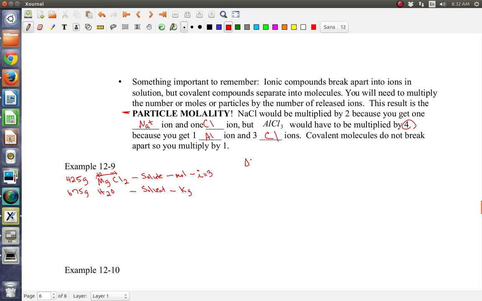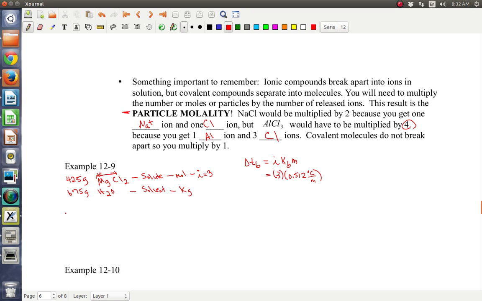So delta T sub B, the change in the boiling point, is equal to I K sub B little m. All right, and I is 3. The K sub B for water you will have to look up, and it is 0.512 degrees Celsius per molal. Like I said, that'll be on a chart, and then we have to calculate the molality then.